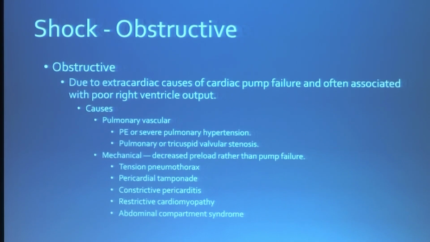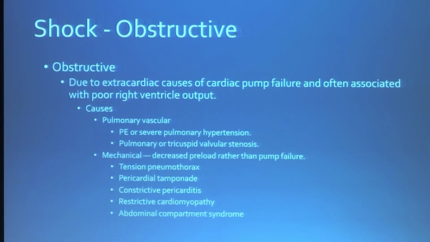Then obstructive shock. Extracardiac causes of cardiac pump failure associated with poor right ventricle output. Remember, the right ventricle is a very low pressure system. Causes: pulmonary embolus, severe pulmonary hypertension. Also pulmonary or tricuspid valve stenosis, where one prevents fluid from getting into the right ventricle, the other prevents fluid from getting out of the right ventricle into the lung system. And then mechanical, which is a decreased preload rather than pump failure. Tension pneumothorax, because the increased intrathoracic pressure keeps blood from coming back to the heart.